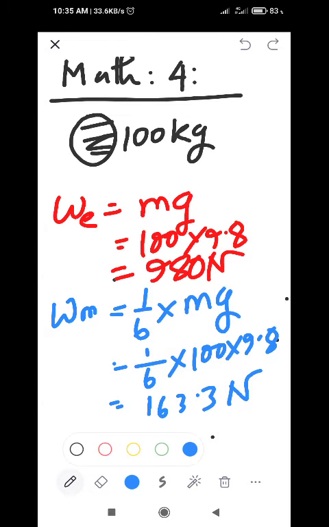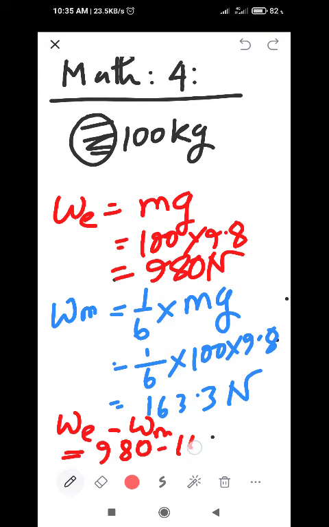Now the difference. So weight on the earth minus weight on the moon. Difference is 980 minus 163.3. That is the difference value. What is the result? 816.7 Newton. Thank you. So thank you so much, my dear students. Math number 4 has been finished.